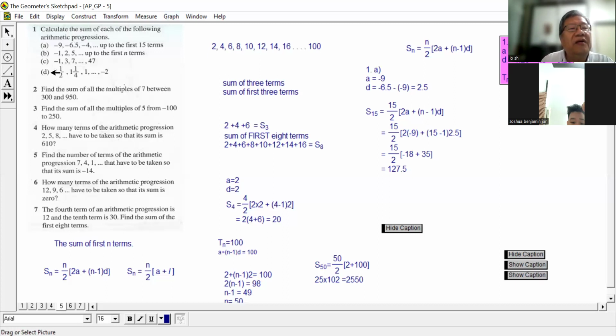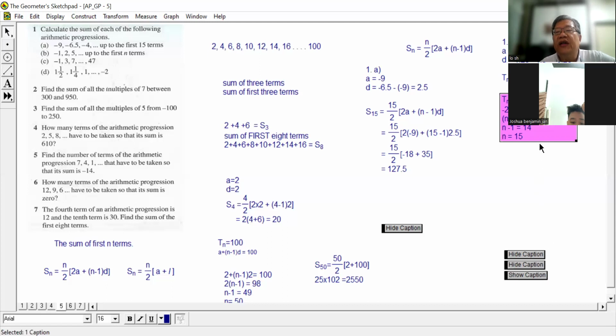Then the last term is -2. And I don't know the term number for -2. Maybe it's the 10th term, maybe it's the 6th term, don't know, right? So I call it Tn, and I try to find out what is the value of n.